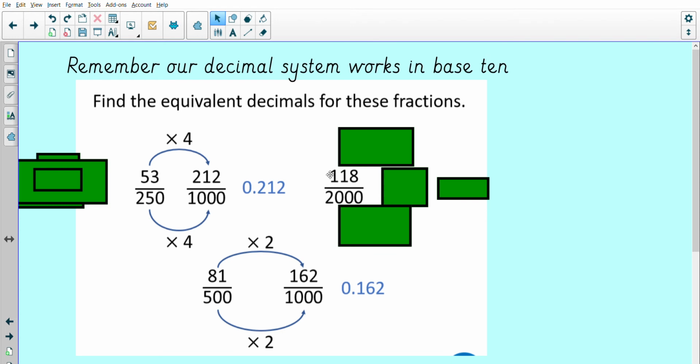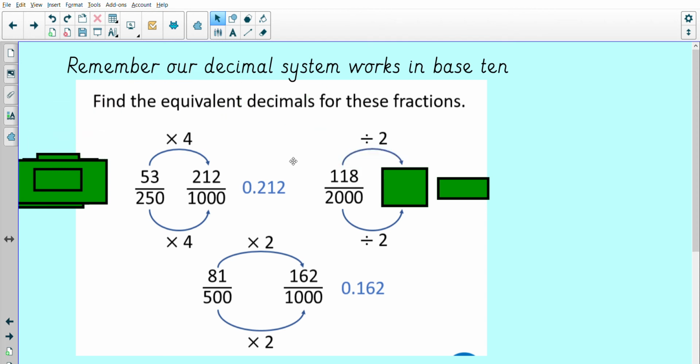Okay, 118 over 2,000. Do we work with 2,000s? We do not. So how am I going to change it? We work with tens, hundreds, thousands, 10,000s. I'm actually going to divide by 2. And I know I can divide both of these by 2 because they're both even numbers. So 2,000 divided by 2 is 1,000, and 118 divided by 2 is 59. So 59 thousandths.